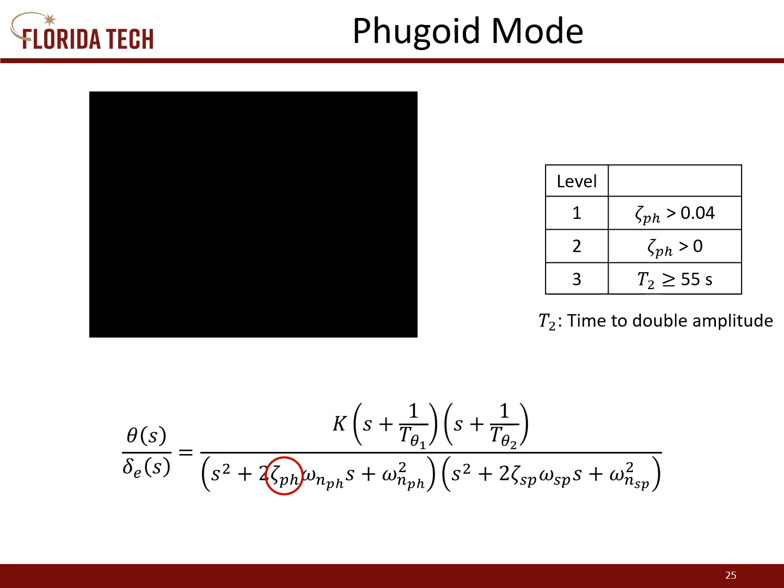For the phugoid mode, a little bit simpler to digest the flying qualities requirements in terms of just the damping ratio or the time to double amplitude. We know that the phugoid mode can sometimes be unstable, so there could be a time to double. But assuming it's stable, we know that level 1, the phugoid damping ratio should be above 0.04. For level 2, just needs to be anything positive. And we can get damping ratio from the transfer function by looking at the value in the denominator with the red circle.